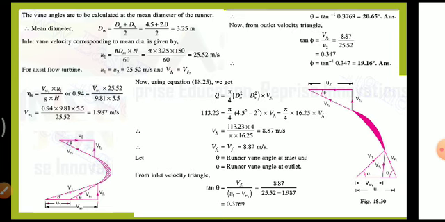Next we will be calculating phi. Tan phi is equal to Vf2 divided by U2, and we will get the value of phi also. Okay, thank you.